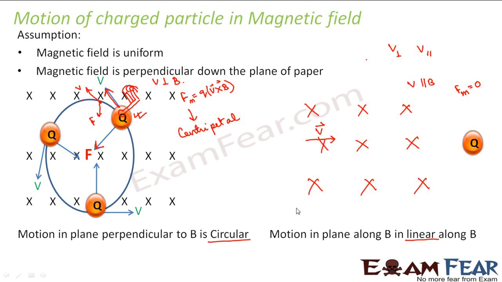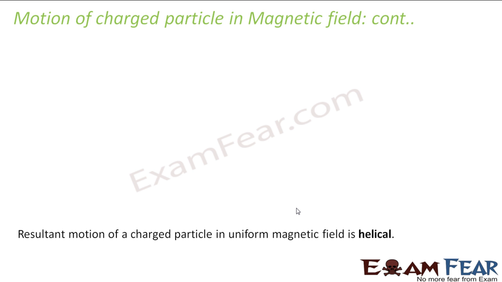But in reality both these components exist together. When a charged particle is moving with any velocity, that velocity will have a perpendicular component as well as a parallel component. So that means this circular motion will be there as well as the linear motion. So what will be the resultant motion? The resultant motion of the particle will be helical. Do you know what is helical? Helical is something like this. This is known as a helical motion.